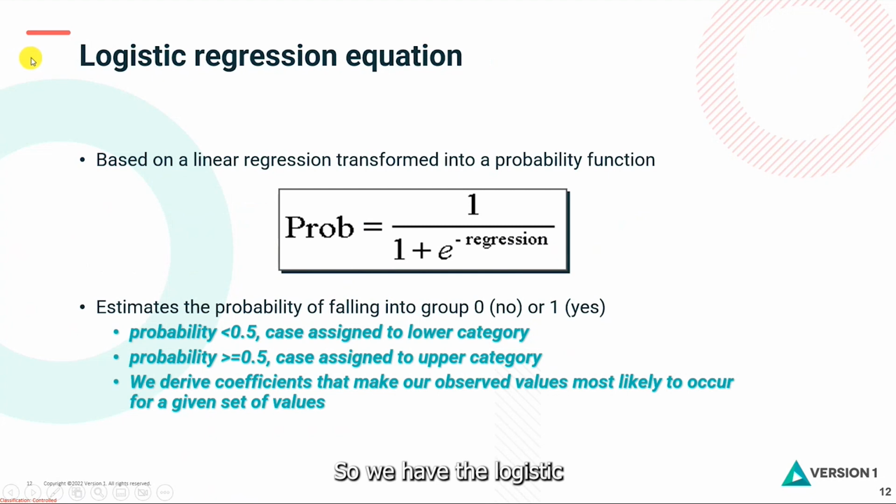So we have the logistic regression equation, and this is based on linear regression transformed into a probability function. It estimates the probability of falling into group 0, no, or 1, yes. If the probability is less than 0.5, the case is assigned to the lower category. If the probability is greater or equal to 0.5, the case is assigned to the upper category.